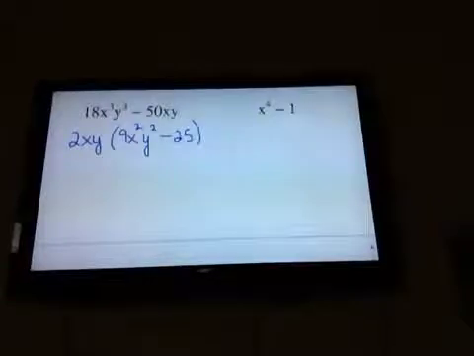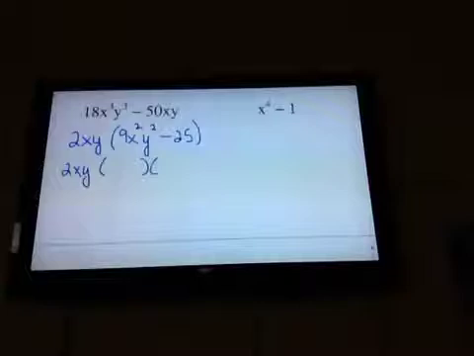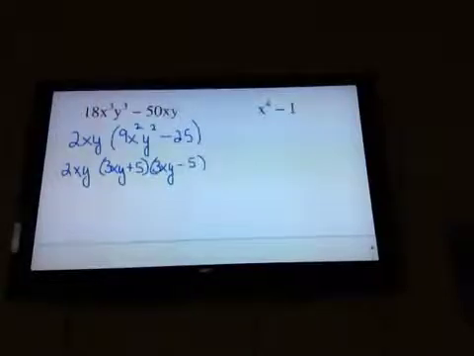Is what's left in the parentheses a difference of squares? Is 9 a square? Yes. I have even powers, so they're squares. Is 25 a square? Got my minus? Okay, so that means we're going to go again. So 9x squared y breaks to 3xy times 3xy. 25 is 5 times 5. One gets a plus, one gets a minus.